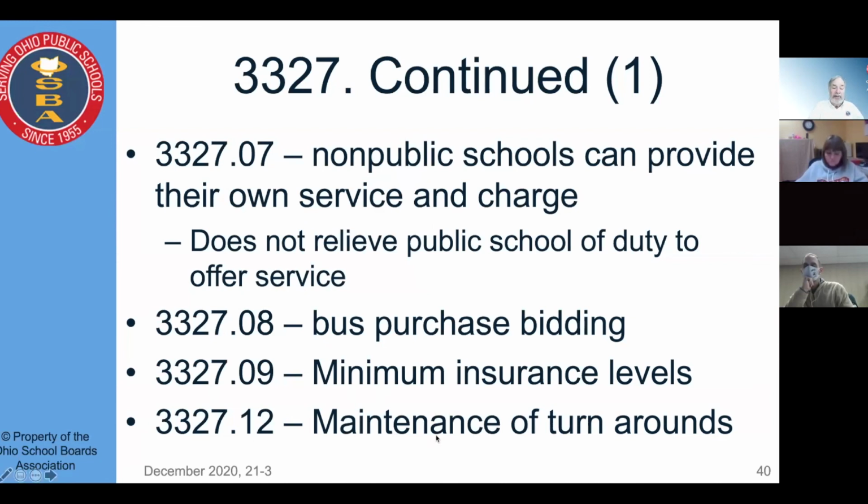332712 gives you the authority to maintain a turnaround. So this is the one that allows you to ask the maintenance team in your district to go out and throw a load of gravel down on a turnaround point. So if the superintendent says to you, that's private property or public property, we're not allowed to use this. If it's private property, get permission from the owner. And here's a section of code that says you are allowed to maintain that property.